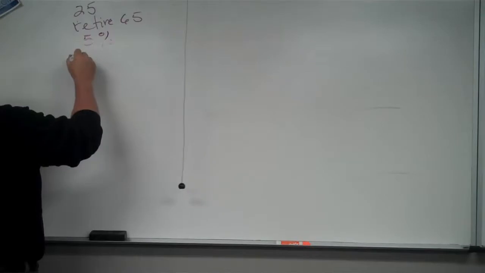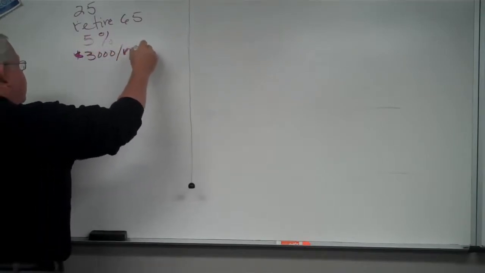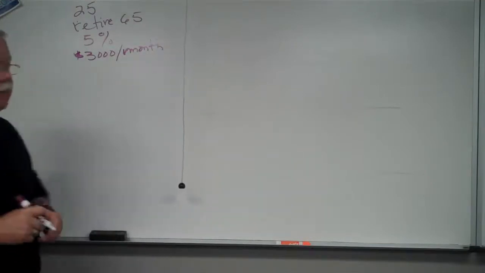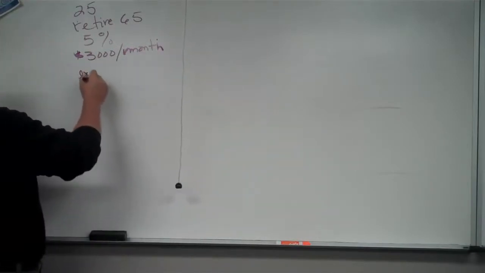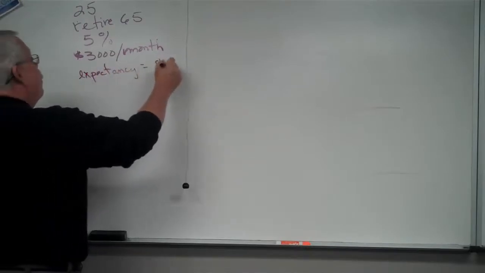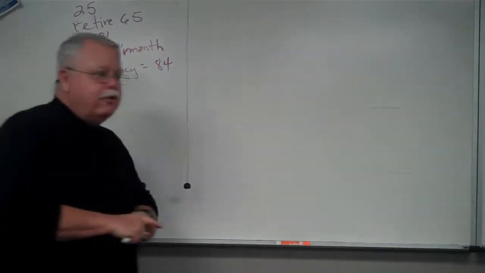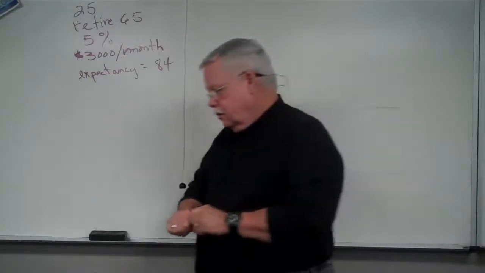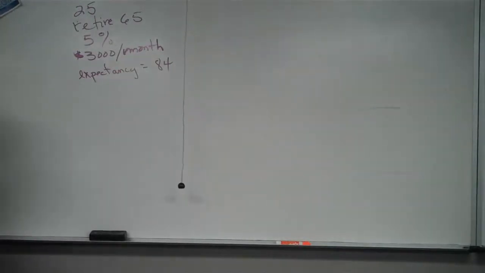You want to have a $3,000 a month retirement check coming to you out of this particular retirement program. This is not your only one, but this is one of them. You need $3,000 a month when you retire, and your life expectancy is to live to age 84. You got to start today. How much money a month do you need to start saving? Two-part problem.